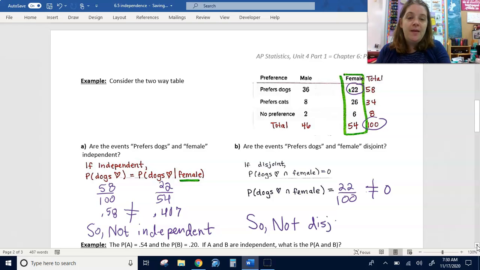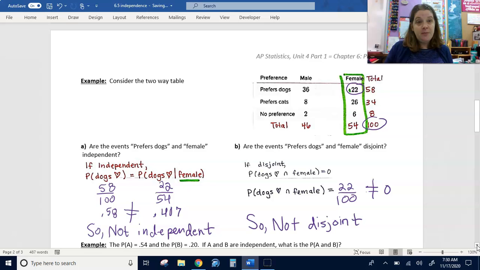So this is our mathematical, our statistical argument for both of these. Here's what I expect to see. If they're independent, I expect this. If they're disjoint, I expect to see this. Here's what I actually see. Here's what that probability actually is. And then, so what? What does that mean?